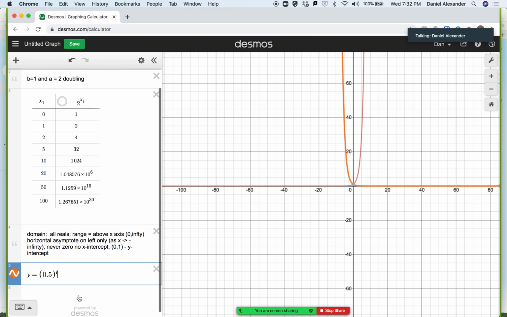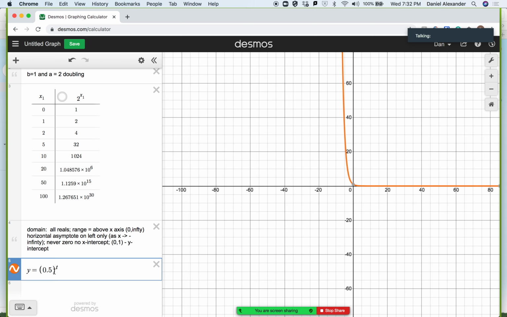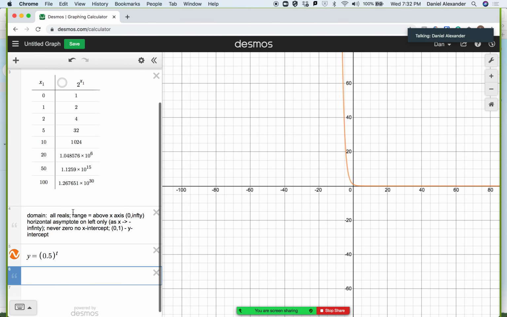So again, we're going to start writing stuff down here. So I'm going to turn this off. And let me add a comment just so you can see it. So y equals 1/2 to the t is a reflection across the y-axis of y equals 2 to the t. Oops. Because it's a comment, it doesn't make it an exponent. So let's fix that.